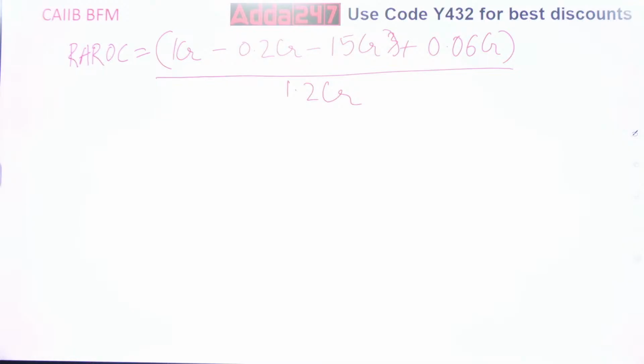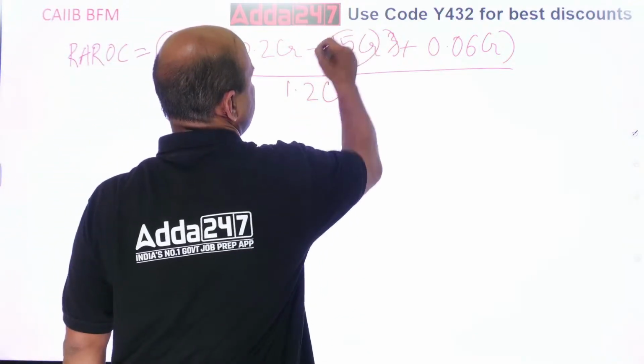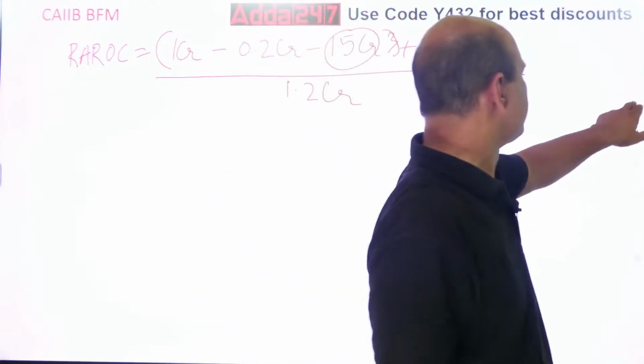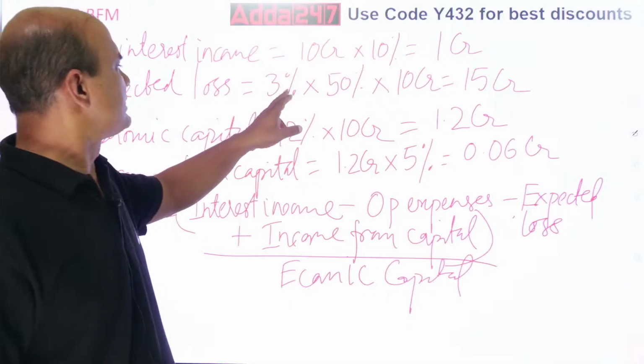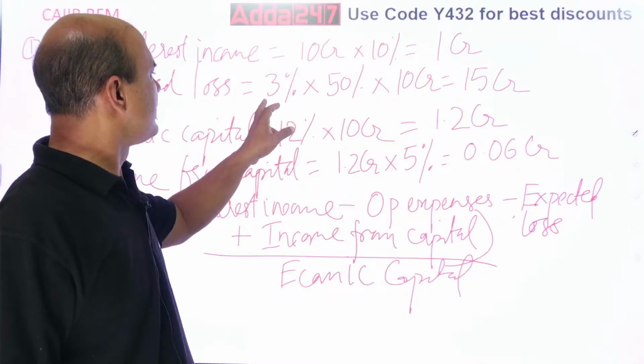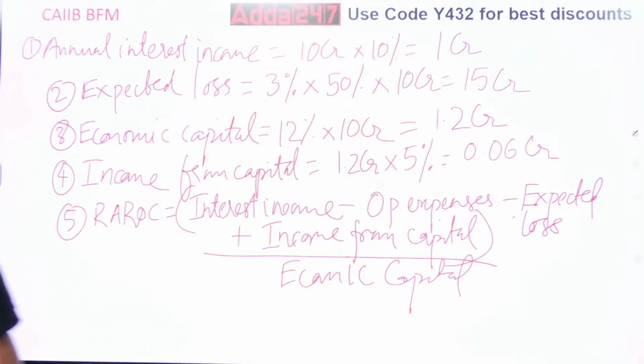60 lakhs and 60 lakhs. Some error. This 15 CR is a big error. Let me check this, because this is very important. 3% into this figure is wrong. So what is the figure for this?